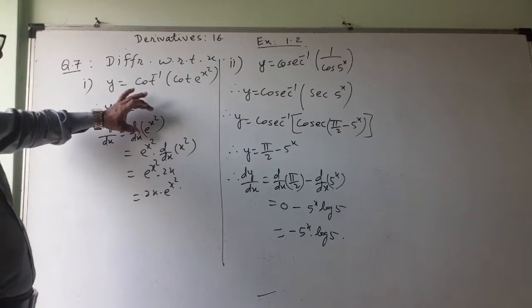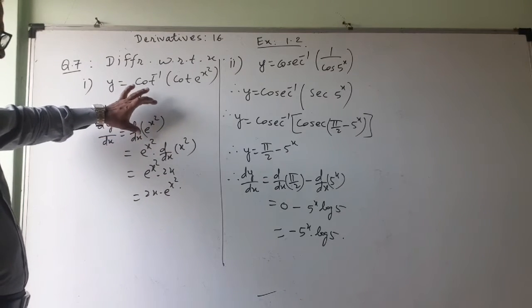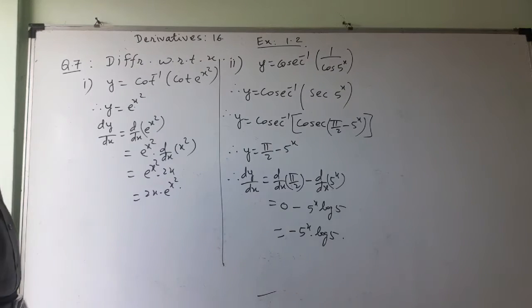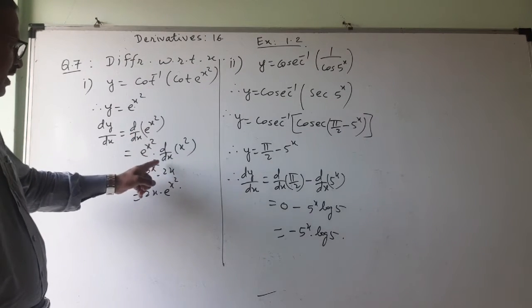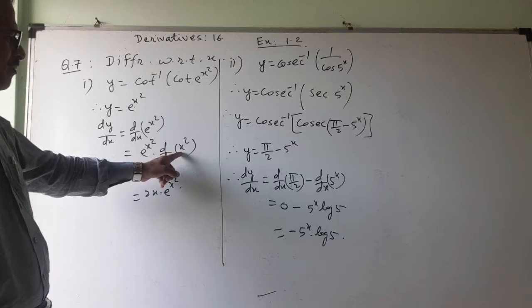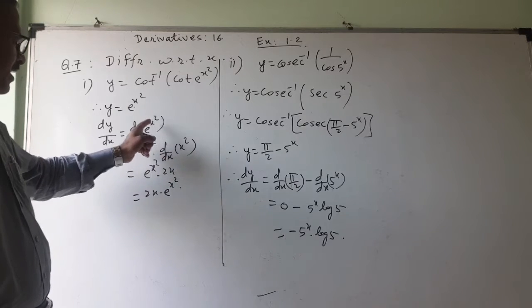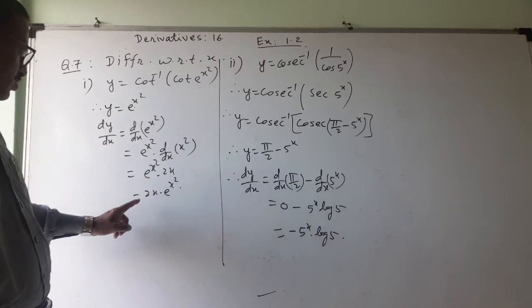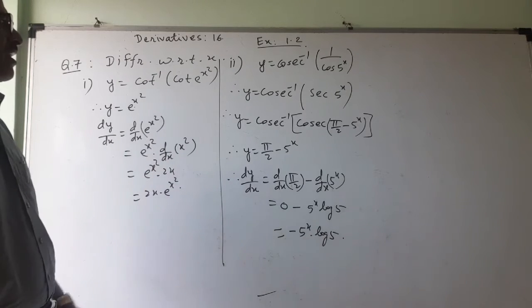Now, the derivative of e raised to doesn't change. So e raised to x square as it is. Now this part is different, so take the derivative of it again and multiply it. So d by dx of x square is 2x. So 2x into e raised to x square.